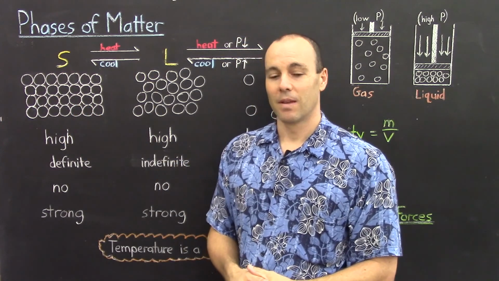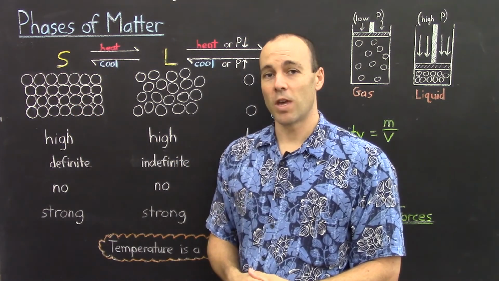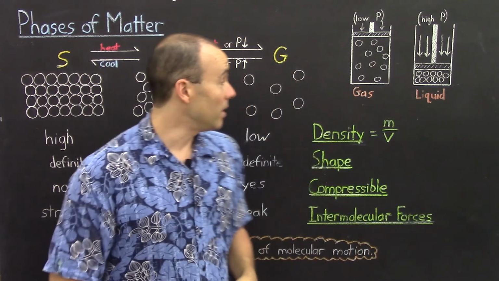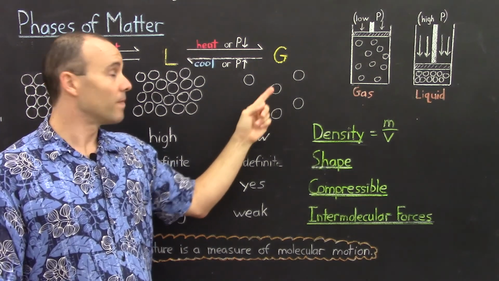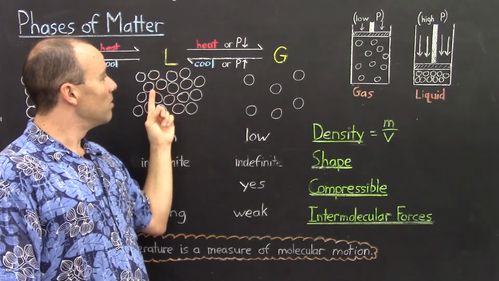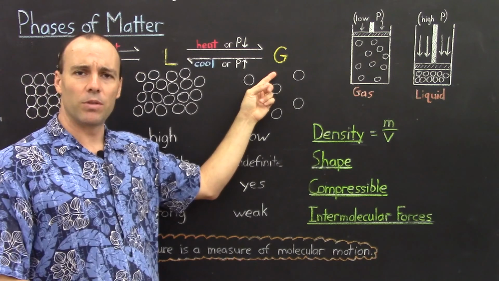Okay? Now, another way to change phases, at least between the liquid and gas phases, is by changing the pressure. You can boil a liquid by reducing the pressure.